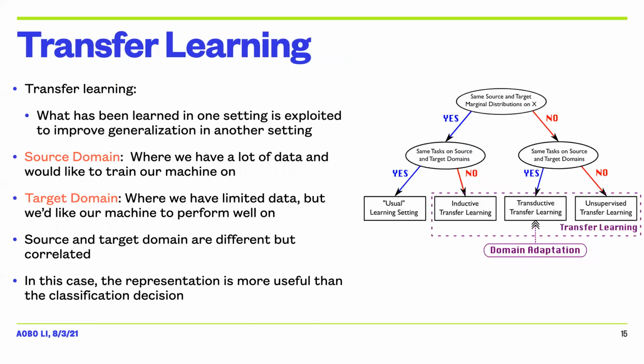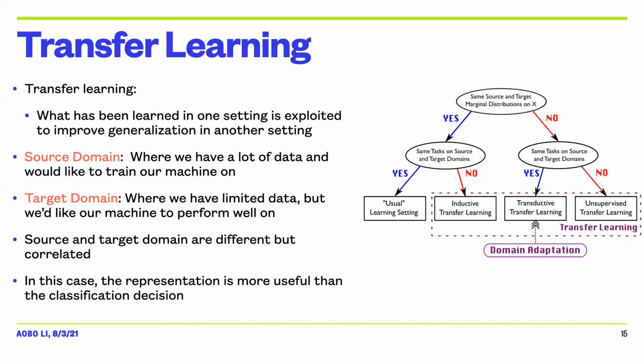We will first start with transfer learning, which is how we can utilize the learned representation to help our task. The idea of transfer learning is that what has been learned in one setting is exploited to improve generalization in another setting. When I talk about setting, I usually mean both the data we are trying to deal with and the task we're trying to perform.